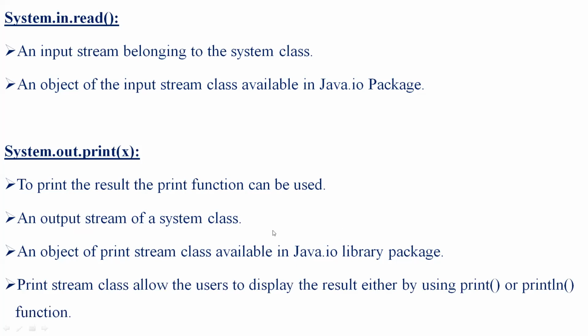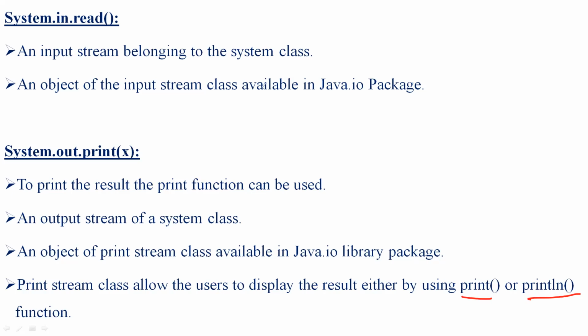This print stream allows users to display the result by using either the print or println function. In order to print a particular output in Java programming, we have two different print statements: one is the print method and one is the println method. Both stream classes allow users to display results. By using print we get an output, and by using println we also obtain an output.